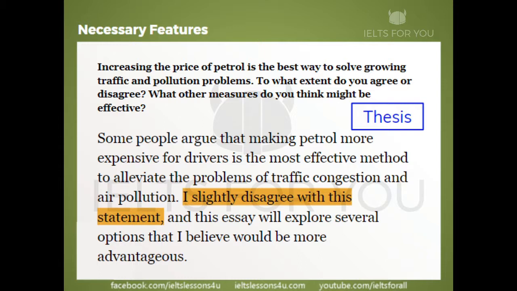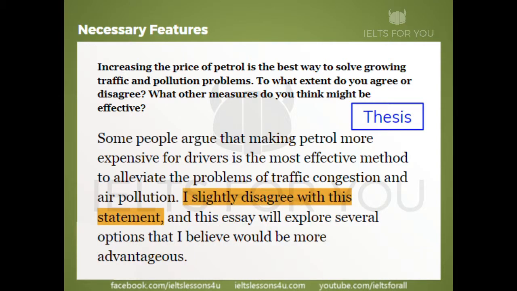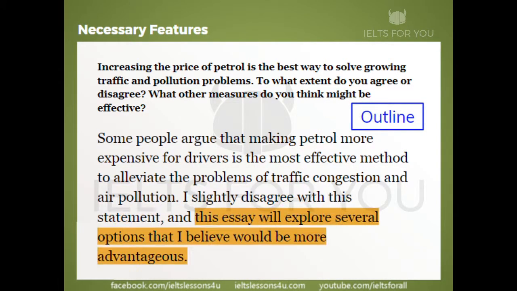This leads to the thesis. I slightly disagree with this statement. Very simple thesis. Right? We're stating your opinion. And then the outline. And this essay will explore several options that I believe would be more advantageous. All right. So we have combined our thesis and outline into one sentence that does a good job of covering this slightly difficult or tricky two-question topic. All right, so remember, we've got here setup, thesis, and outline.